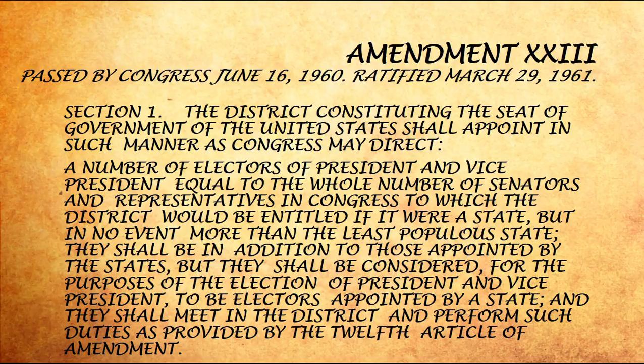Amendment 23. Passed by Congress June 16, 1960, and ratified March 29, 1961. Section 1. The district constituting the seat of government of the United States shall appoint in such manner as Congress may direct a number of electors of President and Vice President equal to the whole number of Senators and Representatives in Congress to which the district would be entitled if it were a state, but in no event more than the least populous state.